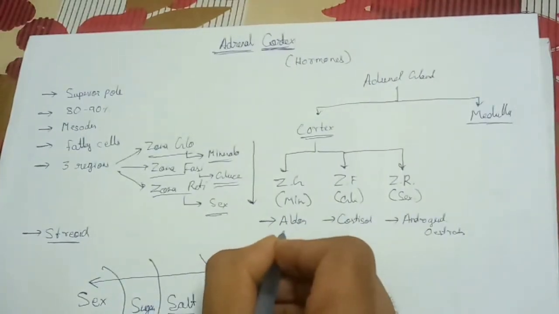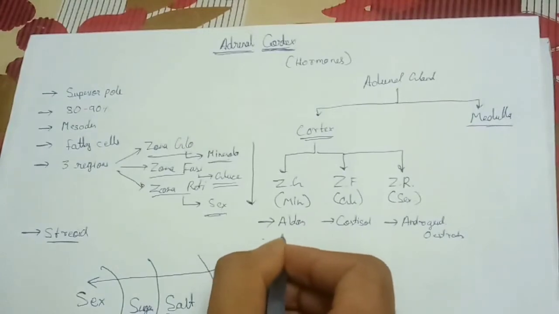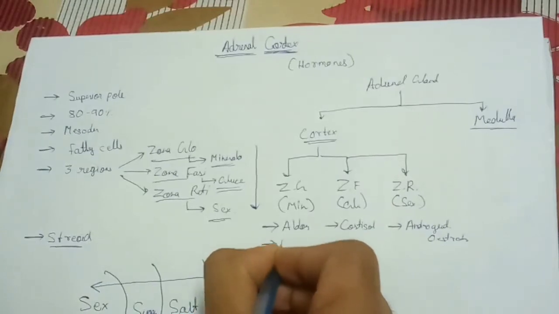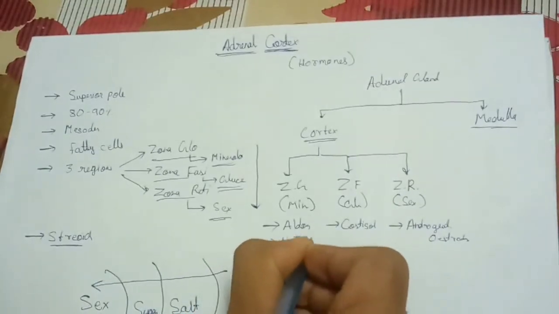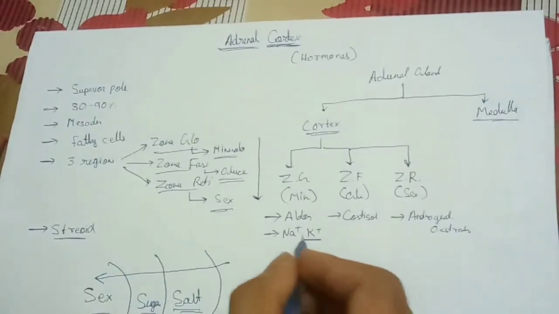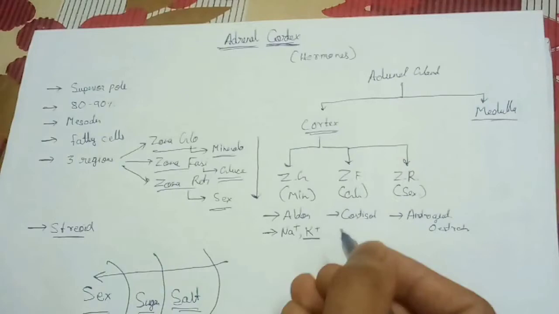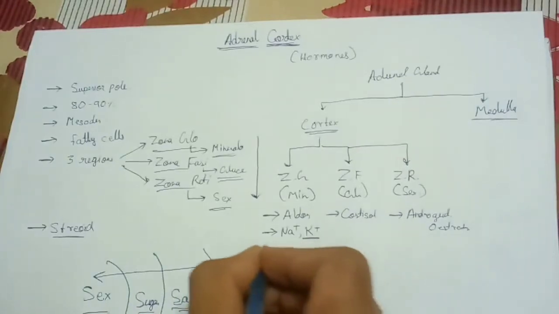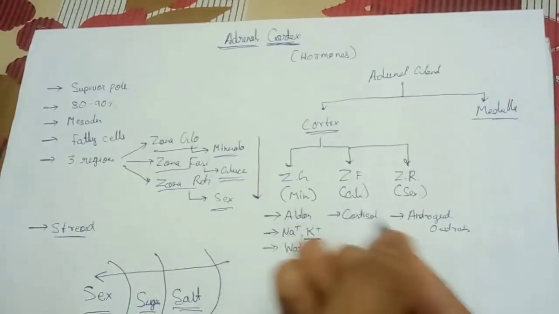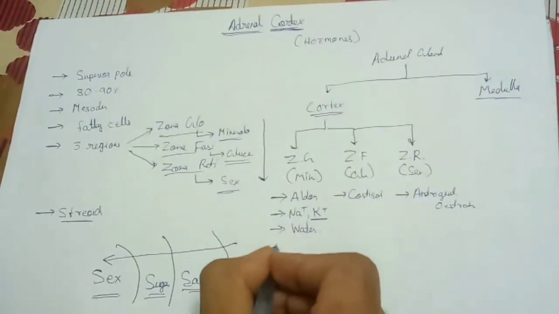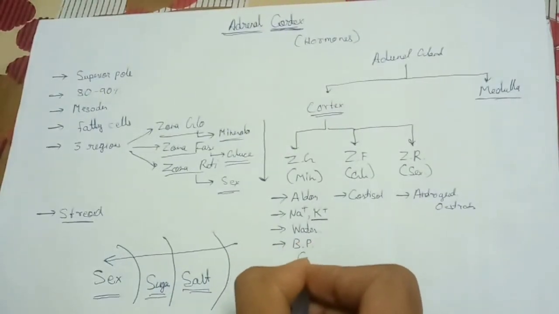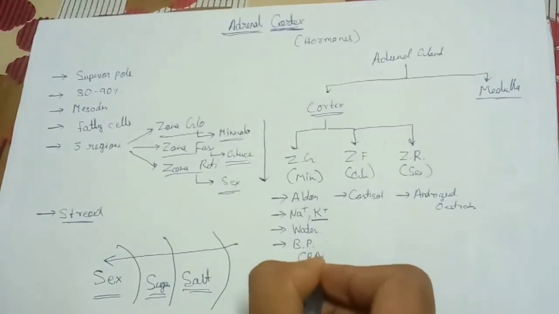As we know, aldosterone acts on the DCT and helps in the reabsorption of Na plus and water. It also helps in the K plus balance in the body, that is, the excretion of K plus and phosphate ions. Thus it maintains the water level of the body or the osmotic pressure of the body. It also helps in regulating the blood pressure of the body. We have studied this under the RAA system, renin, angiotensin, aldosterone system.